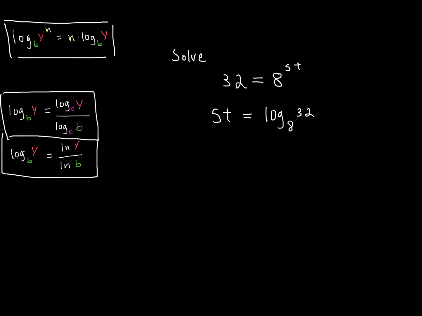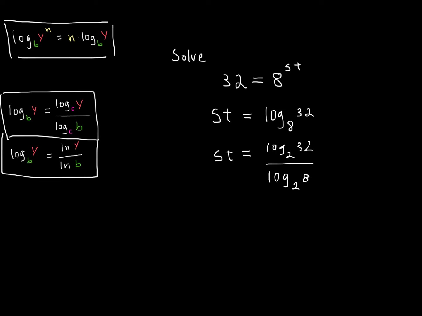And if you look at the change of base property, it says if you have log base b of y, you could rewrite it where you pick the base and take the log with that base of both your argument and of your base value. So what number do you know that you can multiply a certain number of times to get both 8 and 32? And maybe it comes to you, maybe it doesn't, but log base 2 we can apply to both the argument and the base. So we can rewrite this as 5t is equal to log base 2 of 32 over log base 2 of 8.